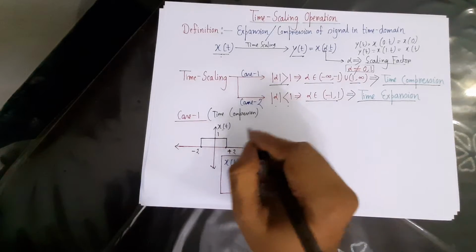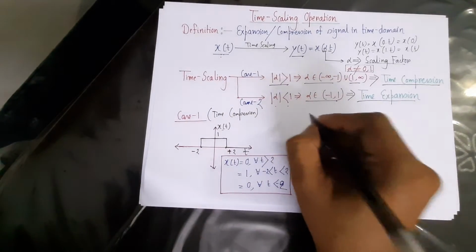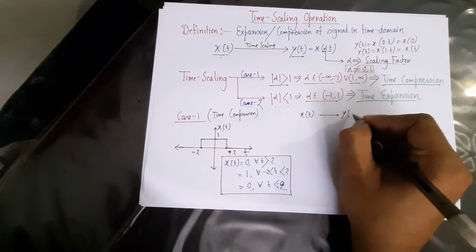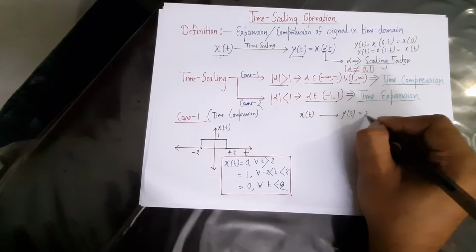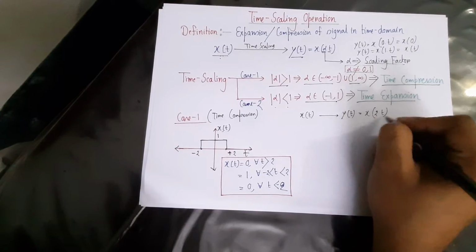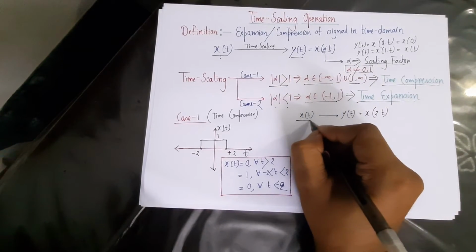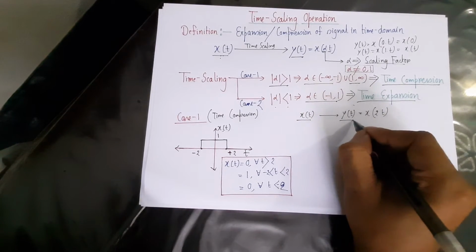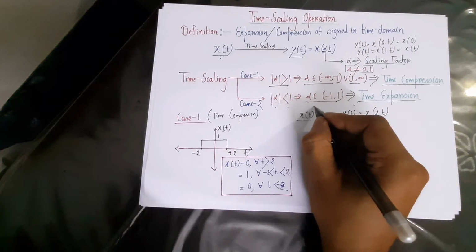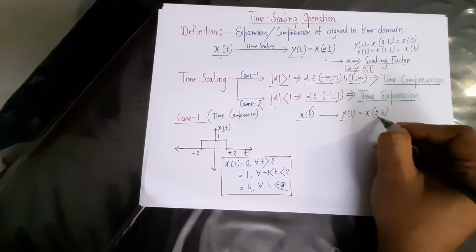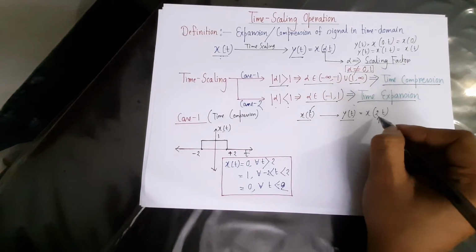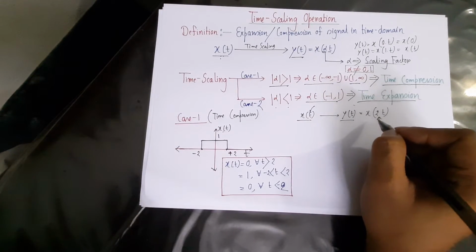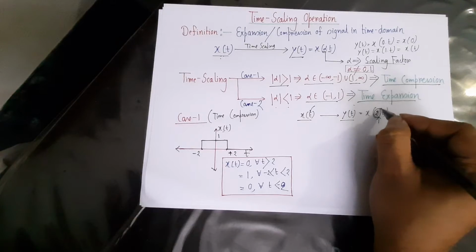Suppose we have to convert the signal x of t to obtain a new signal y of t, where y of t is equal to x of 2t. If you compare the original signal x of t and the signal we obtain after transformation, that is y of t, we observe that t has been multiplied by 2 in the converted signal. So clearly this is an example of time scaling operation with a scaling factor of 2.